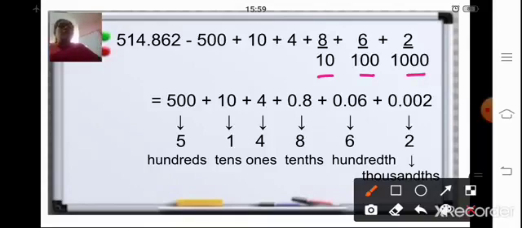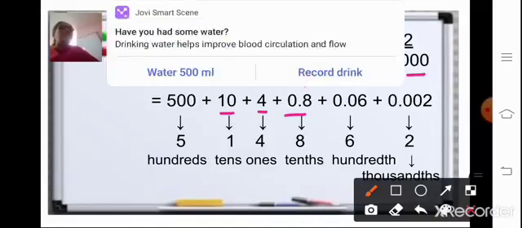Okay, now 500 is in hundreds place, so the place value is 500. 1 is in tens place, so the place value is 10. 4 is in ones place, so the place value is 4. 8 is in tenths place, so the place value is 0.8. 6 is in hundredths place, so the place value is 0.06, and the place value of 2, which is in thousandths place, is 0.002.